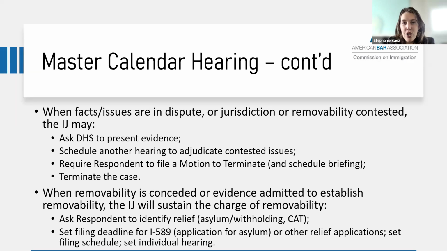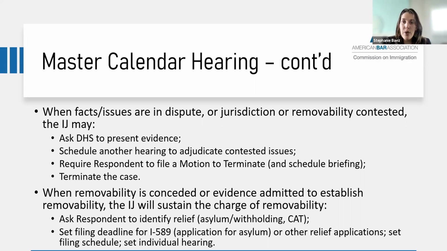If there are facts or issues in dispute, or if you're arguing that the court doesn't have jurisdiction because, for example, the notice to appear was not properly served on your client, or if you are contesting removability, then the immigration judge might do a few things. They might reset the master calendar hearing, asking DHS to present evidence contesting your claims. They might set another hearing to adjudicate those contested issues.